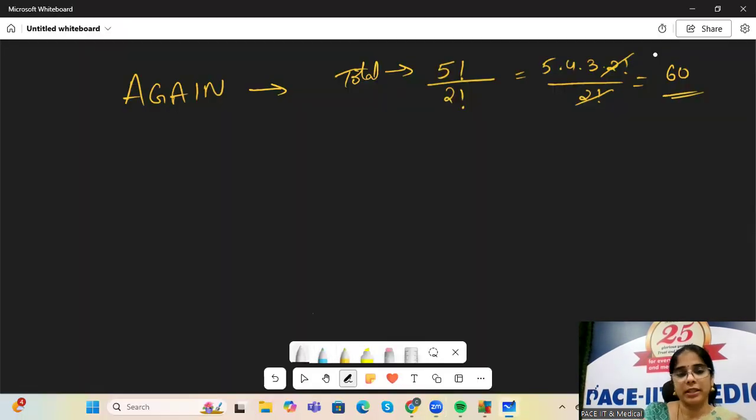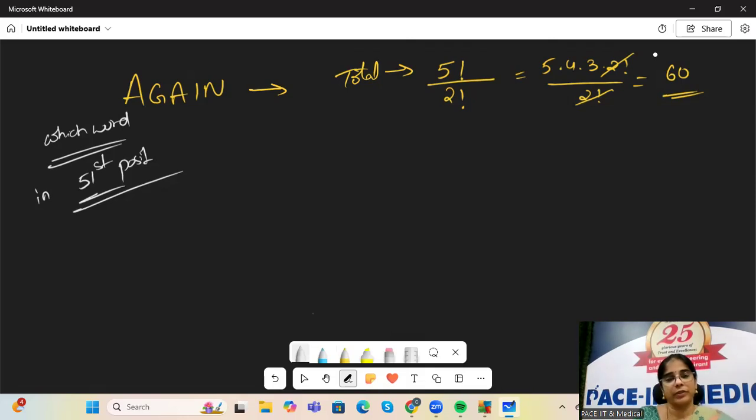Now my question is, which word is in the 51st position? Which word is in 51st position? Okay? So that is what we have to check. Out of 60 words, which is the 51st position is what my question is.